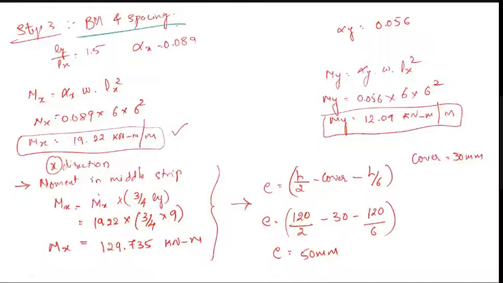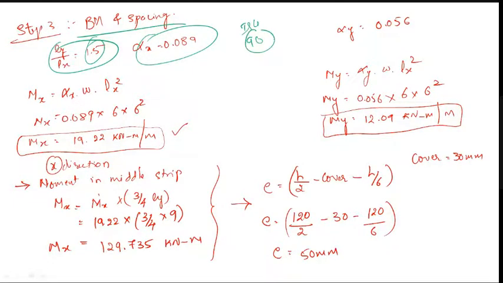The next thing is the calculation of the bending moment and spacing. Ly by Lx you will get 1.5. From the table in IS 456, page number 90, you will get the values of alpha x and alpha y. Then calculate the moment per meter: alpha x into w into lx square gives you the moment per meter.